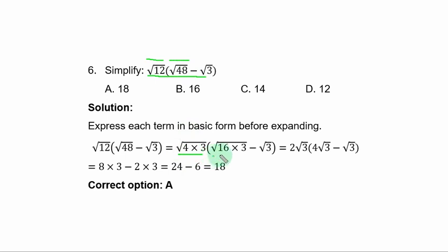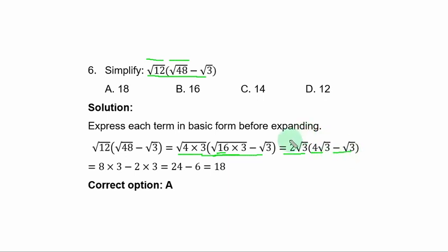48 becomes 16 times 3, so you express it in this form. Root 4 is 2, then you have 2 times root 3. 3 is not a perfect number, so you express it in root form. Root 16 is 4, so you have 4 root 3 minus root 3, all in bracket.